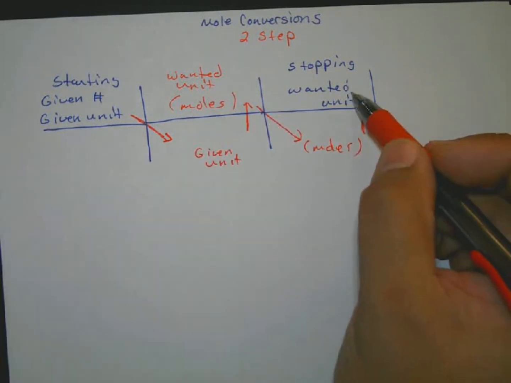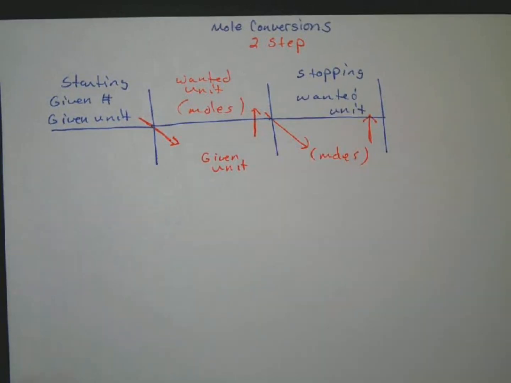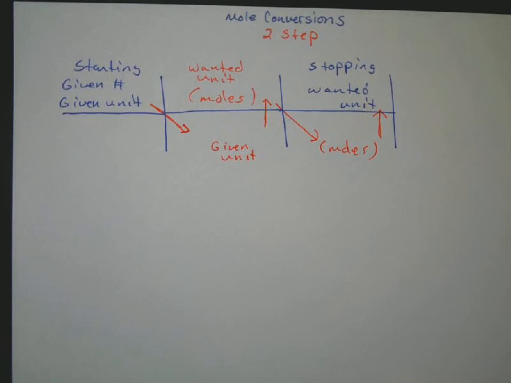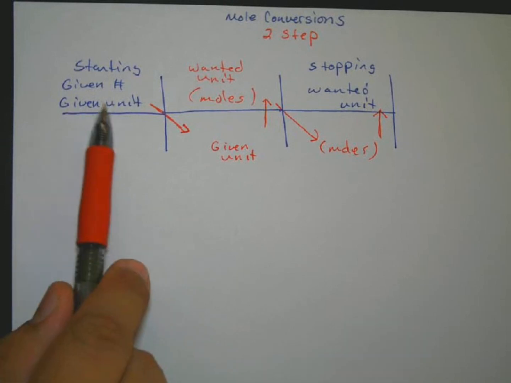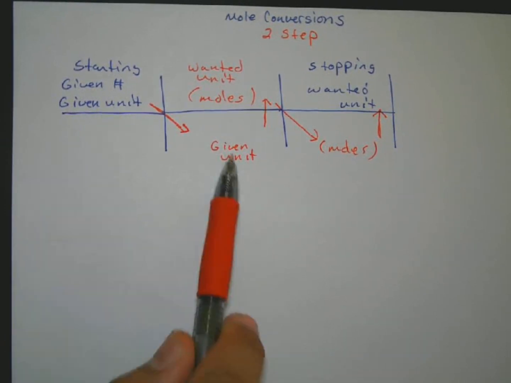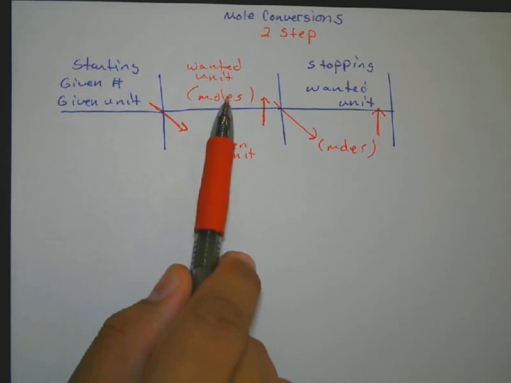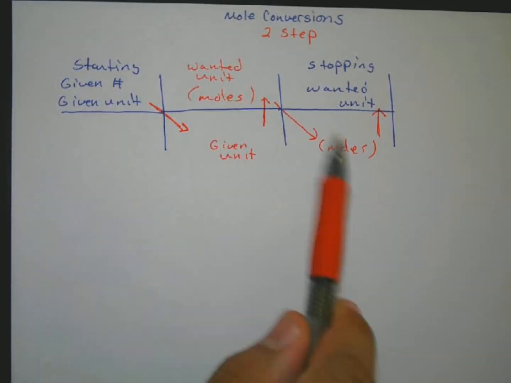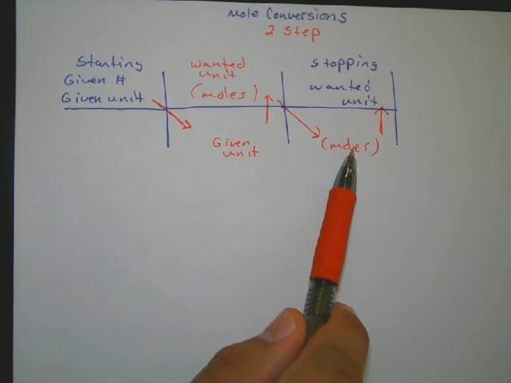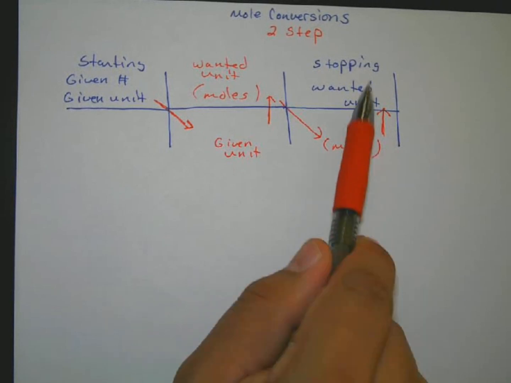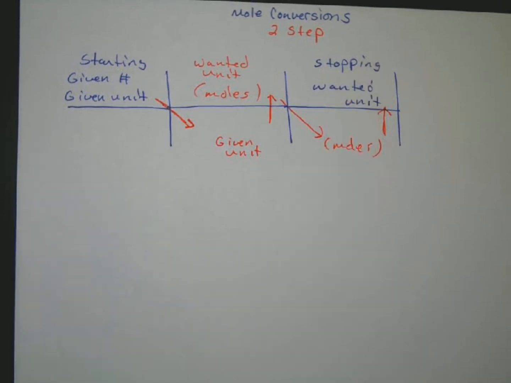Then you're going to go to your wanted unit. This is the same setup every time. It doesn't matter where you're starting or where you're going. They're going to give you some number and unit. You're going to put that given unit right here. You're going to convert to moles first. Then whatever's up here goes down here, so that's why I put moles down there. And then where they want you to go to is wherever they told you to go. Really simple. You do the same thing every time.